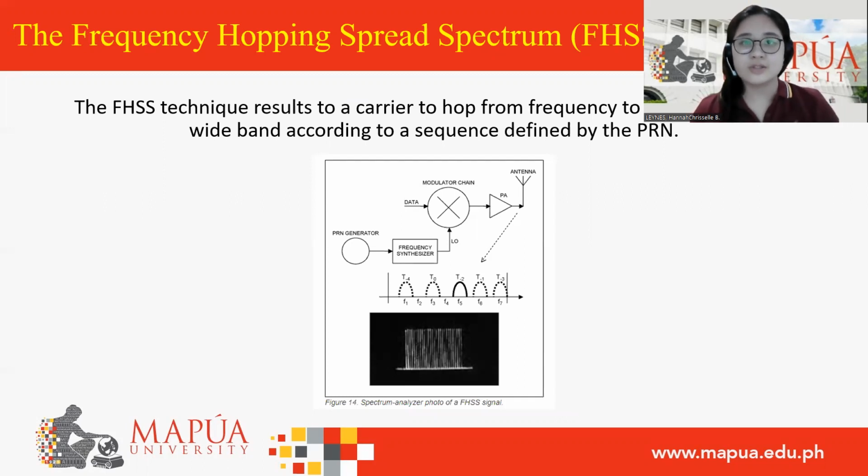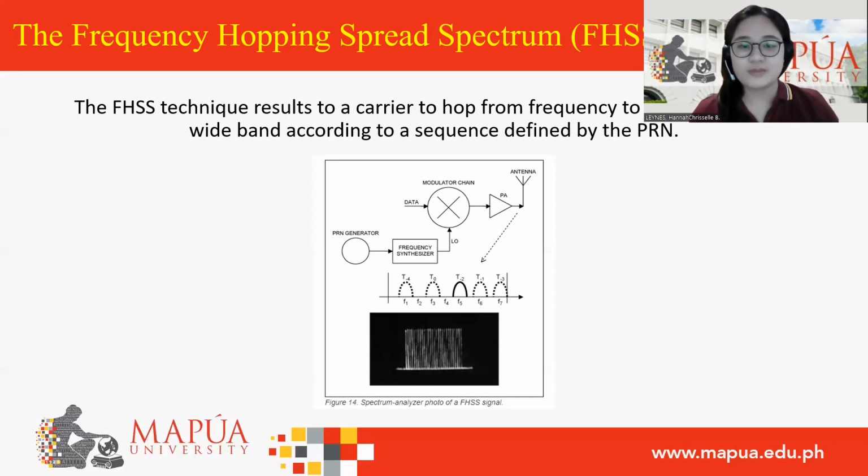And the next one is also a type of spread spectrum, which is called frequency hopping spread spectrum, which is FHSS. The FHSS technique causes a carrier to hop from frequency to frequency over a wide band according to a sequence defined by the PRN. In this technique, the data rate of the original information is independent while the speed of the executed hops is dependent. So this means that the speed of the executed hop depends on the data rate of the original information. This technique allows consecutive bits of data to modulate the same frequency. Fast frequency hopping and slow frequency hopping are distinguished. The FHSS can be distinguished by several hops within each data bit.